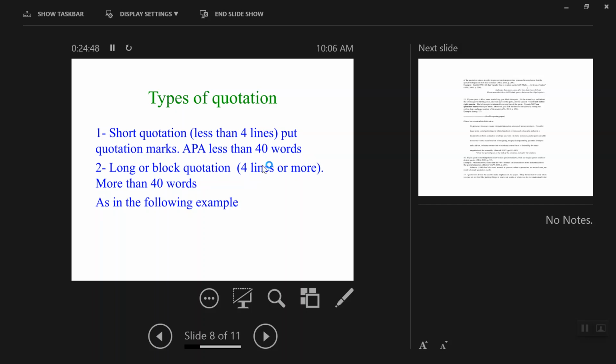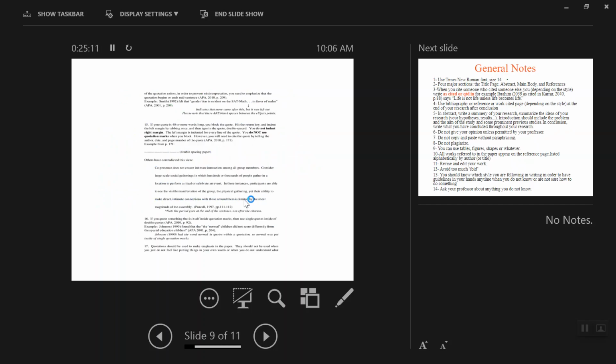You don't count 1, 2, 3 yourself; use Word. In Microsoft Word, just highlight them, make them bold, capital A, and count the number of words. If more than 40 words, they should be in a long or block quotation. For example, you see here. This is a long quotation. I showed it.